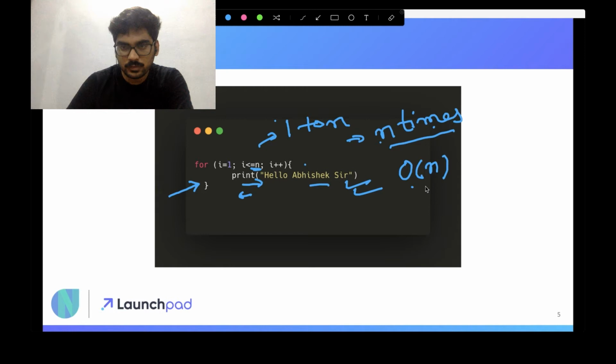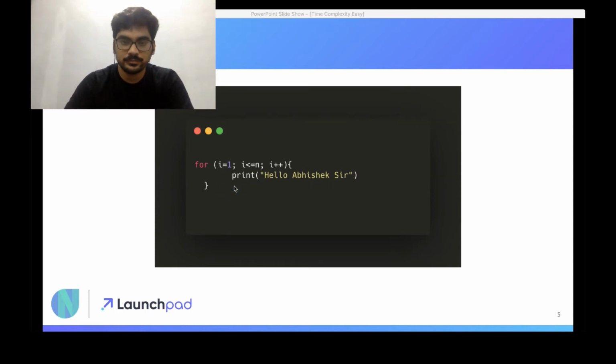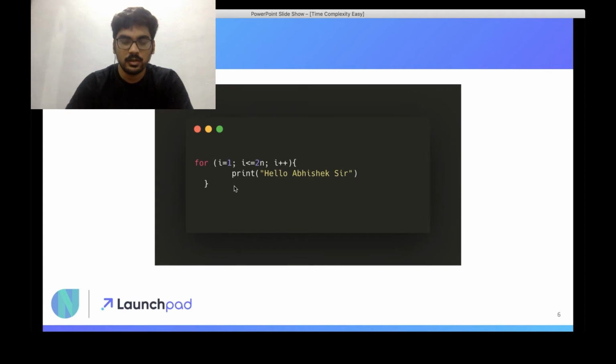Okay. So this loop is executing a total of n times. So you can directly say the complexity is O(n) because there are n steps involved in it. Okay. Clear? Okay. Now what will be the complexity of this code?